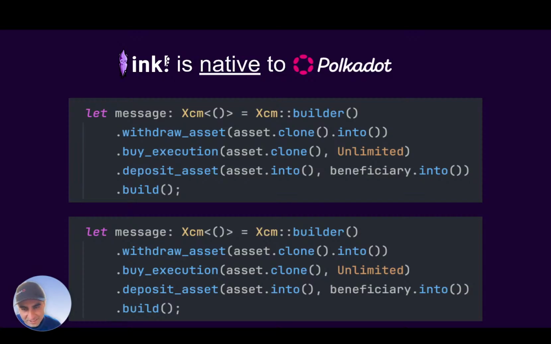You can't tell the difference, right? Because there is no difference. So the code that you'd be running on a blockchain, on a Substrate-based blockchain, on a parachain, in terms of this XCM, is the same code that you'd run in an Ink smart contract. All right, so when you're with Ink, you're in line with Polkadot. Okay.